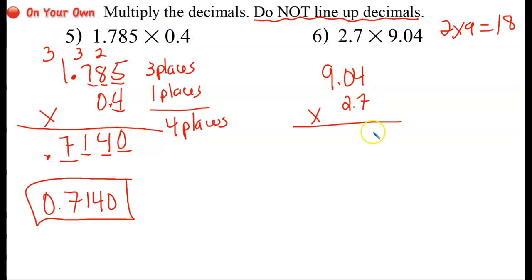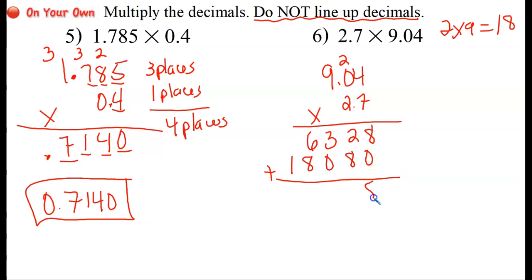All right, 7 times 4 is 28. Regroup the 2. 7 times 0 is 0, plus 2. 7 times 9 is 63. I put a 0. Even though this number is actually a 2, it's still representing the tens place because I'm pretending there are no decimals. So this would be 2 times 4 is 8, 2 times 0, and 2 times 9 is 18. When I add up all those numbers, I get 8, 10, 4, 14.